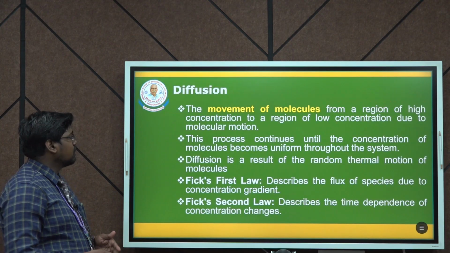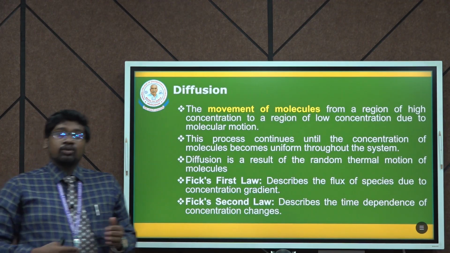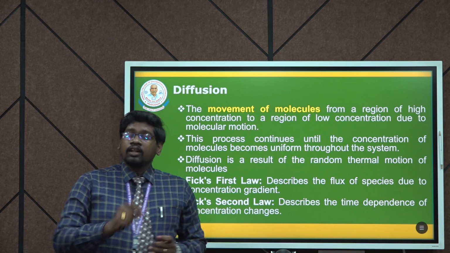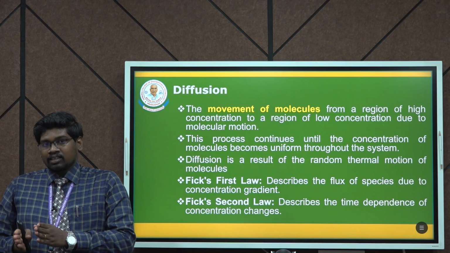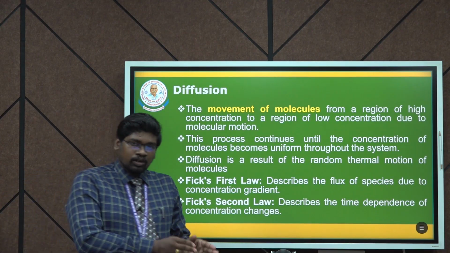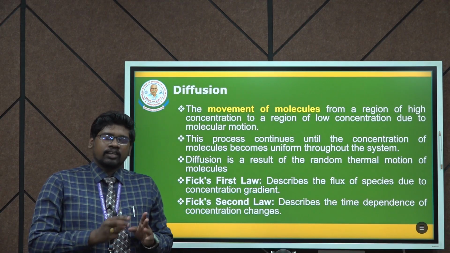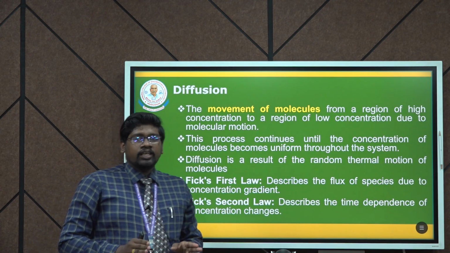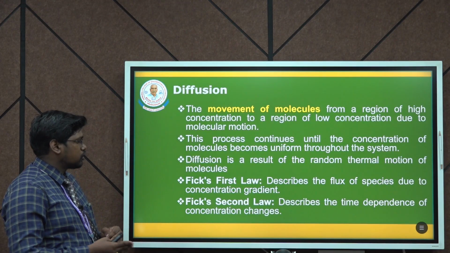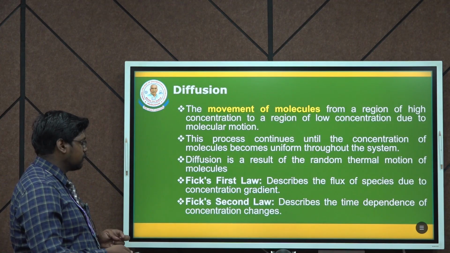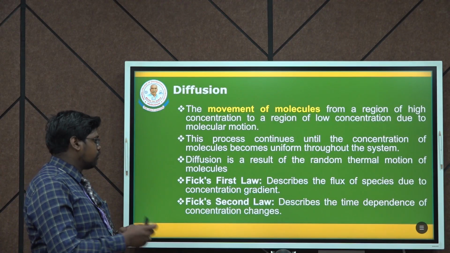So what is diffusion? Diffusion is the movement of molecules from a region of a higher concentration towards a region of a lower concentration till the equilibrium is obtained. So the molecules that are present in the higher concentration move towards the lower concentration region until the concentration of the molecules is entirely equal in all the regions. This process will continue until the concentration of the molecule is uniform throughout the system. Diffusion is a result of the random thermal movements of the molecules.